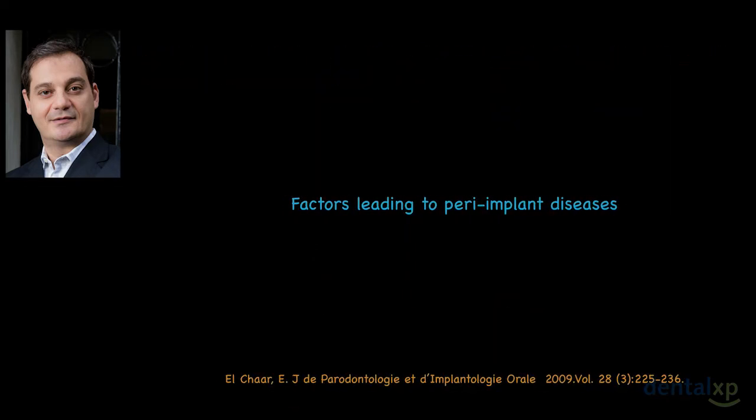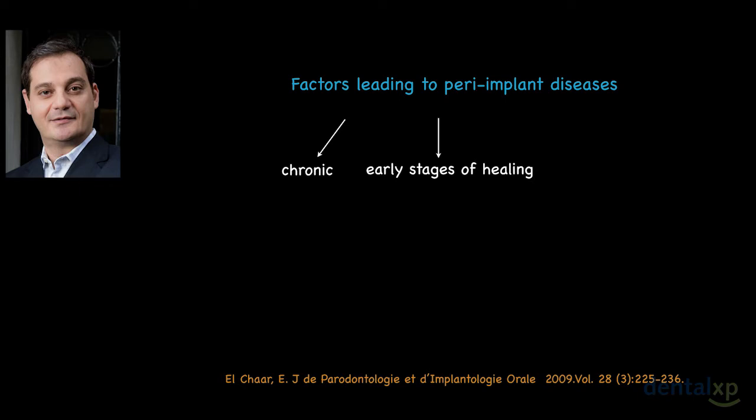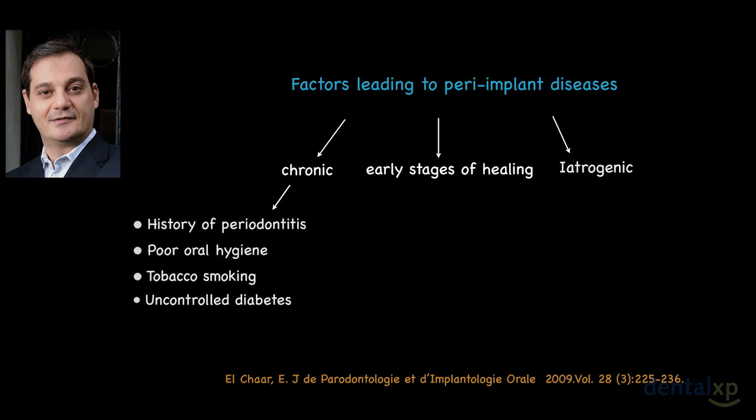In 2009, I published a review about peri-implantitis, and I defined the factors leading to peri-implant diseases in 3 categories. One is chronic, one early stages of healing, and the third one iatrogenic. In the chronic, as you can see, again, I said them in 2009 and Dubar recently: history of periodontitis, which is also poor oral hygiene, tobacco smoking, and uncontrolled diabetes.